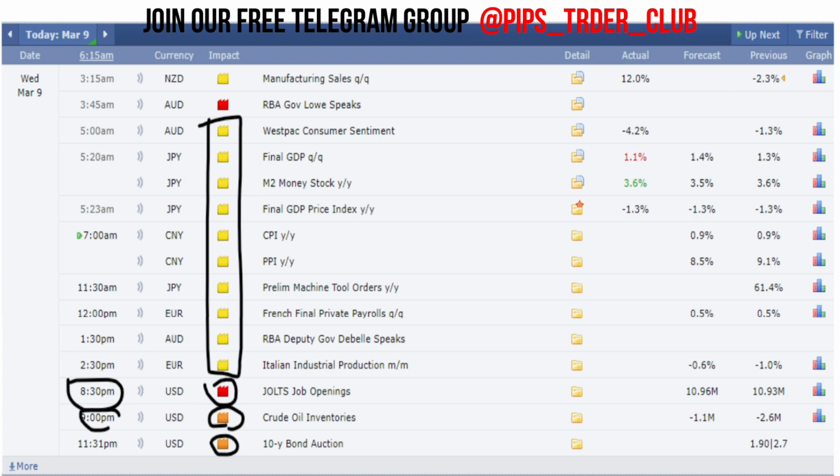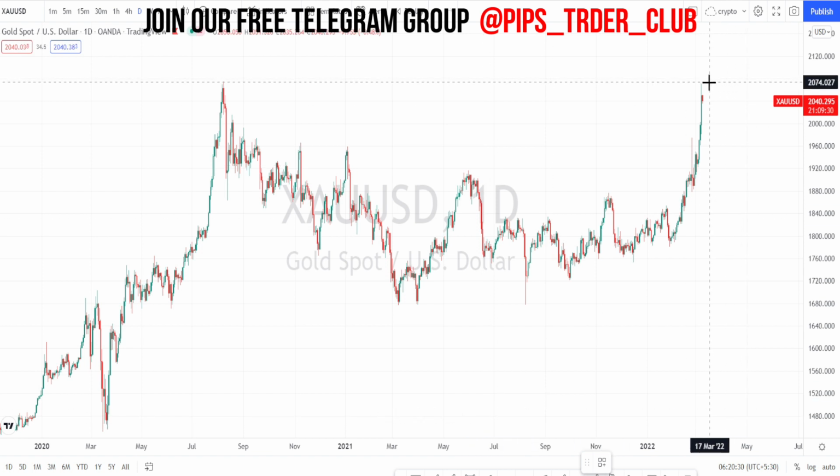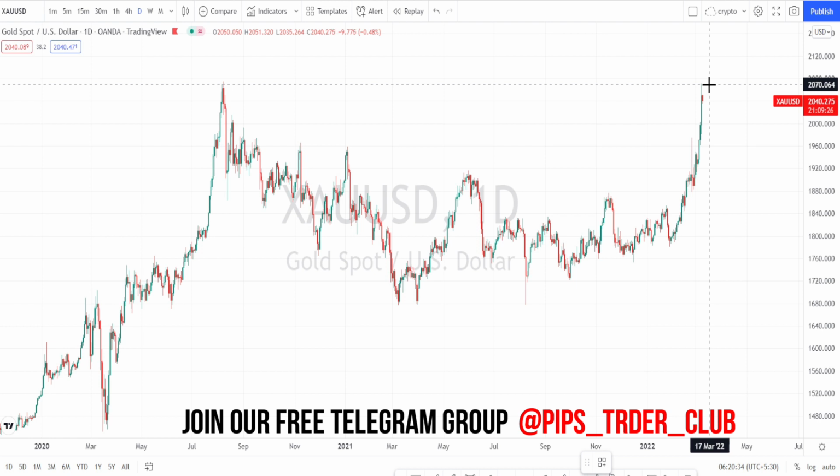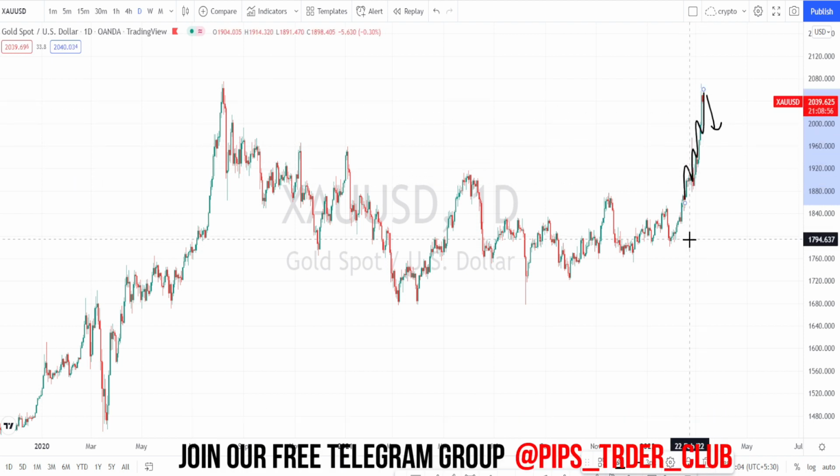Let us start with our analysis. I'm in the daily time frame of the gold US dollar currency pair. When we look at the price action in gold, we can notice here that it has given a new high. The wicks have gone up to the level of 2070, and currently the price action is in a retracement, but it is continuously making new highs every day. So from this price action we understand that gold is in a very strong bullish trend.